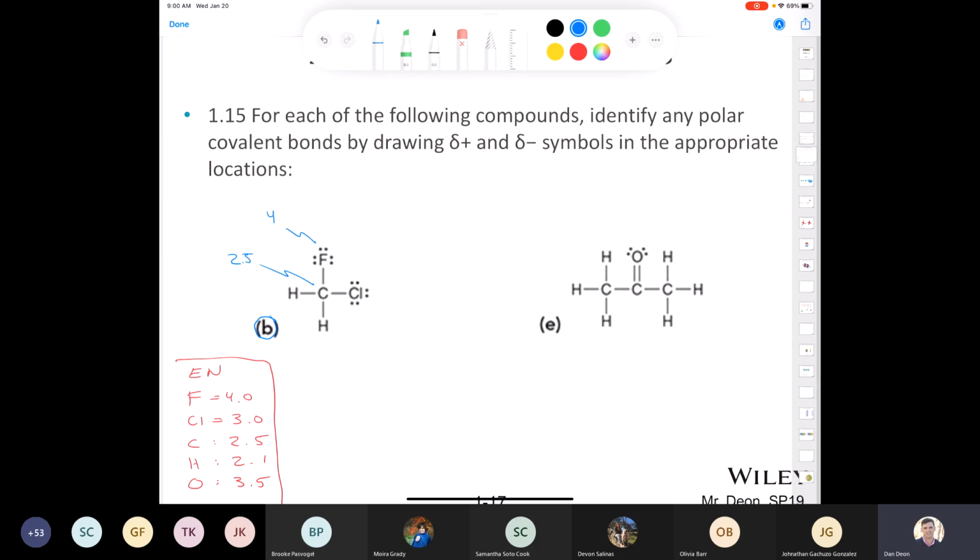The delta EN there is 1.5. So that definitely falls into the polar category. So we would put a delta minus here and a delta plus here, right? And if you're wondering, why does the delta minus go on the fluorine? Because it's more electronegative. Are there any other polar bonds in this molecule?